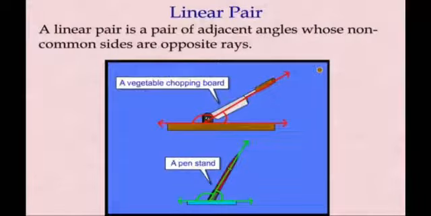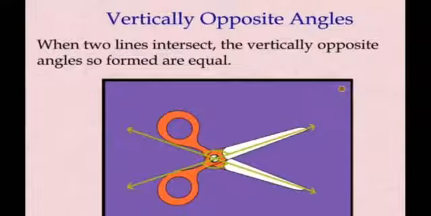Next is linear pair. A linear pair is a pair of adjacent angles whose non-common sides are opposite rays. For example, a vegetable chopping board and a pen stand. Next is vertically opposite angles. When two lines intersect, the vertically opposite angles so formed are equal.